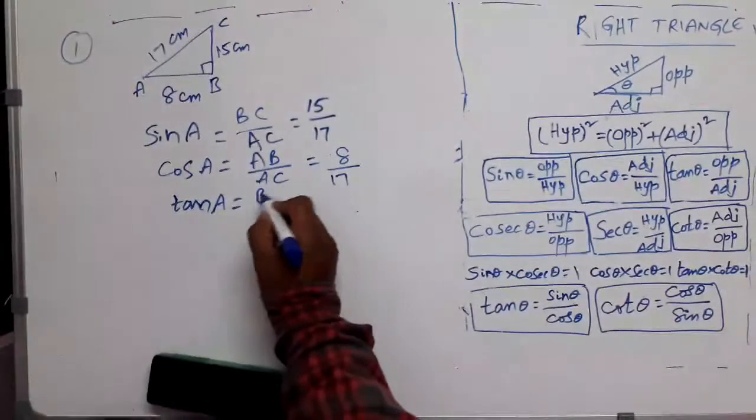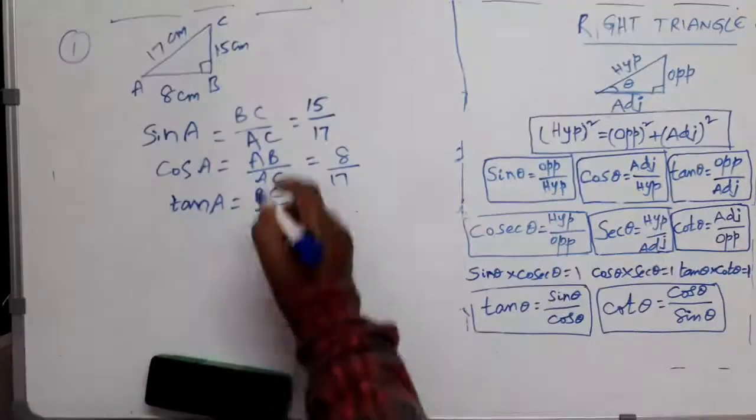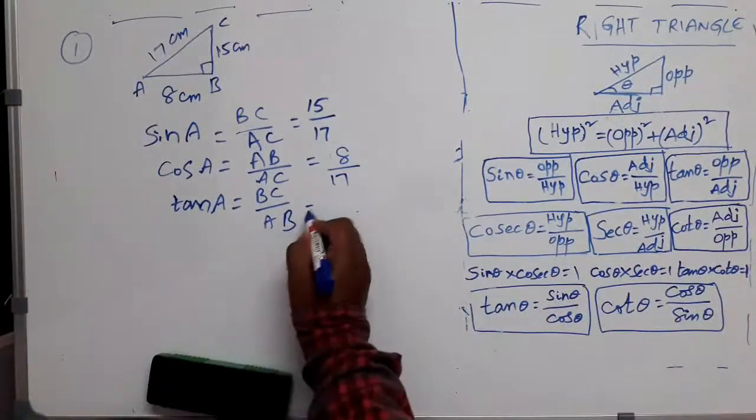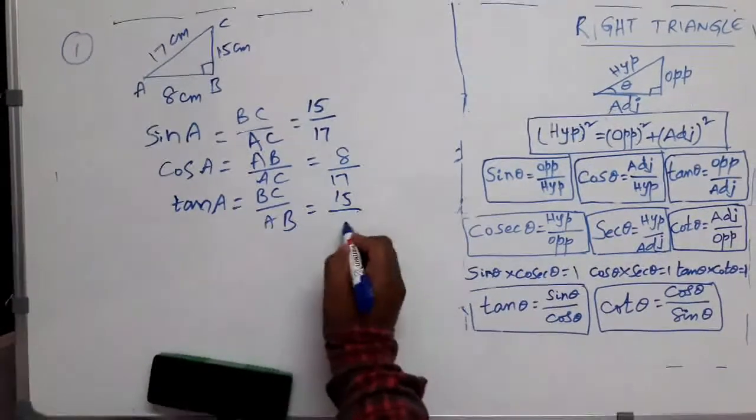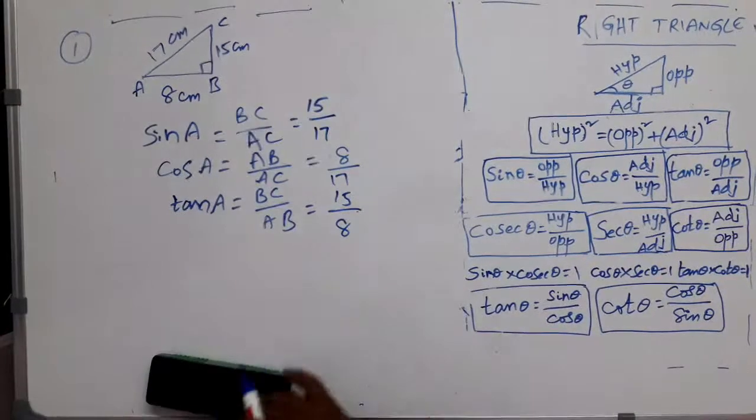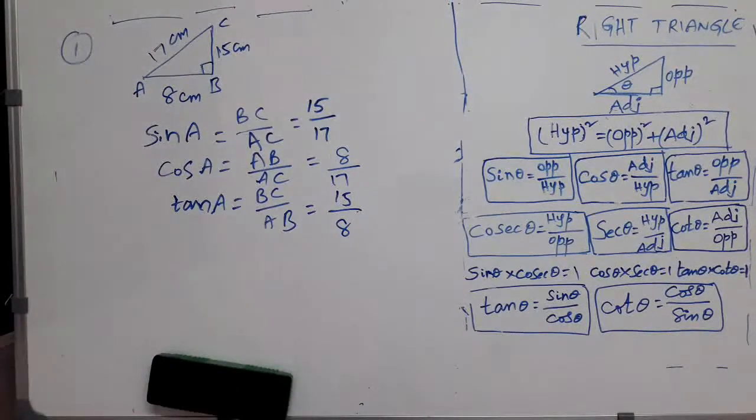Tell me, what is tan A? Tan A formula is opposite by adjacent, right? This by this. That is BC divided by AB. So 15 divided by 8, right? That's all. These are the answers, right?